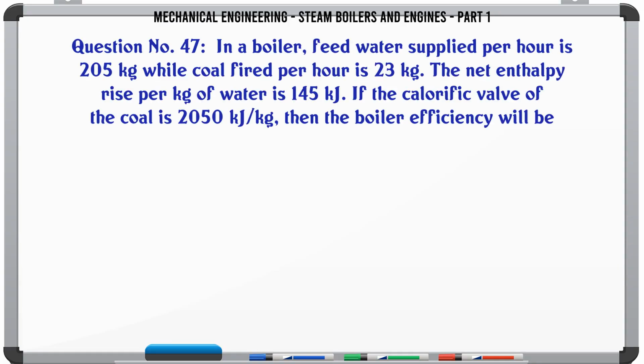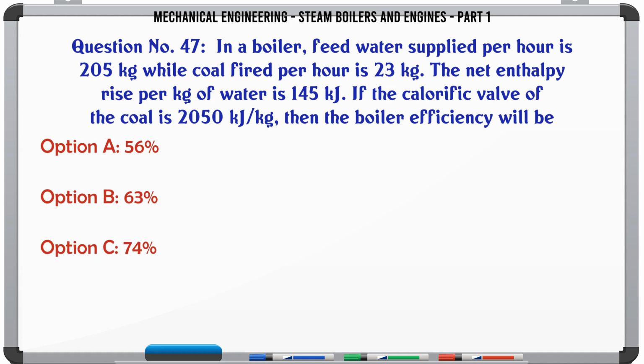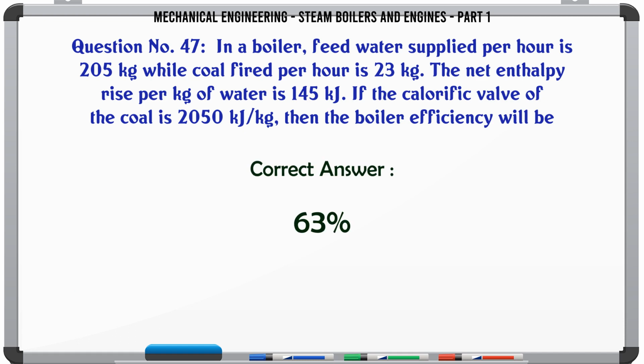In a boiler, feed water supplied per hour is 205 kilograms, while coal fired per hour is 23 kilograms. The net enthalpy rise per kg of water is 145 kg. If the calorific value of the coal is 2050 kg, then the boiler efficiency will be: A. 56, B. 63, C. 74, D. 78. The correct answer is 63.